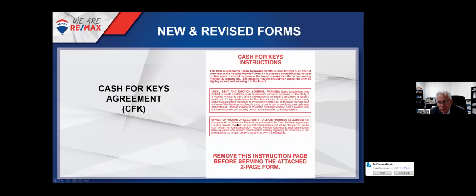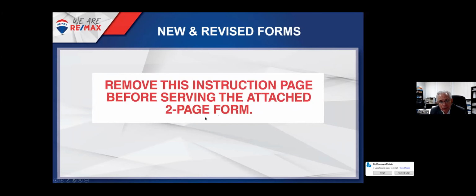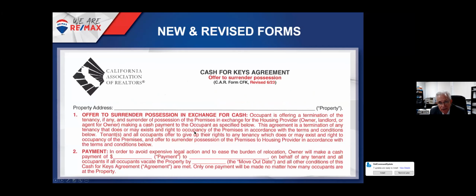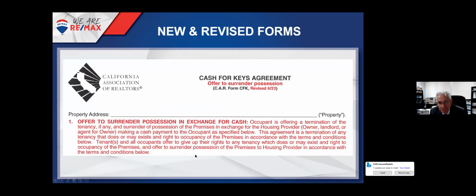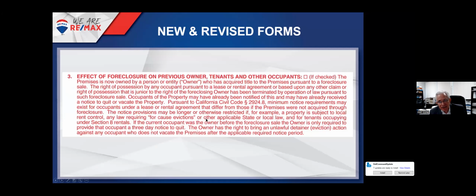So this form, I won't go through it in too much detail, but again, the first page of the form is an instruction sheet. It's for you as the listing agent and the seller. You remove that, and I won't go through it. I kind of explained it briefly, and then you fill out the form, and it has all the provisions. It's pretty straightforward. The form hasn't changed much in its effect. It's changed in the terminology and the way it's phrased to eliminate the appearance that the landlord, the housing provider, is initiating this.